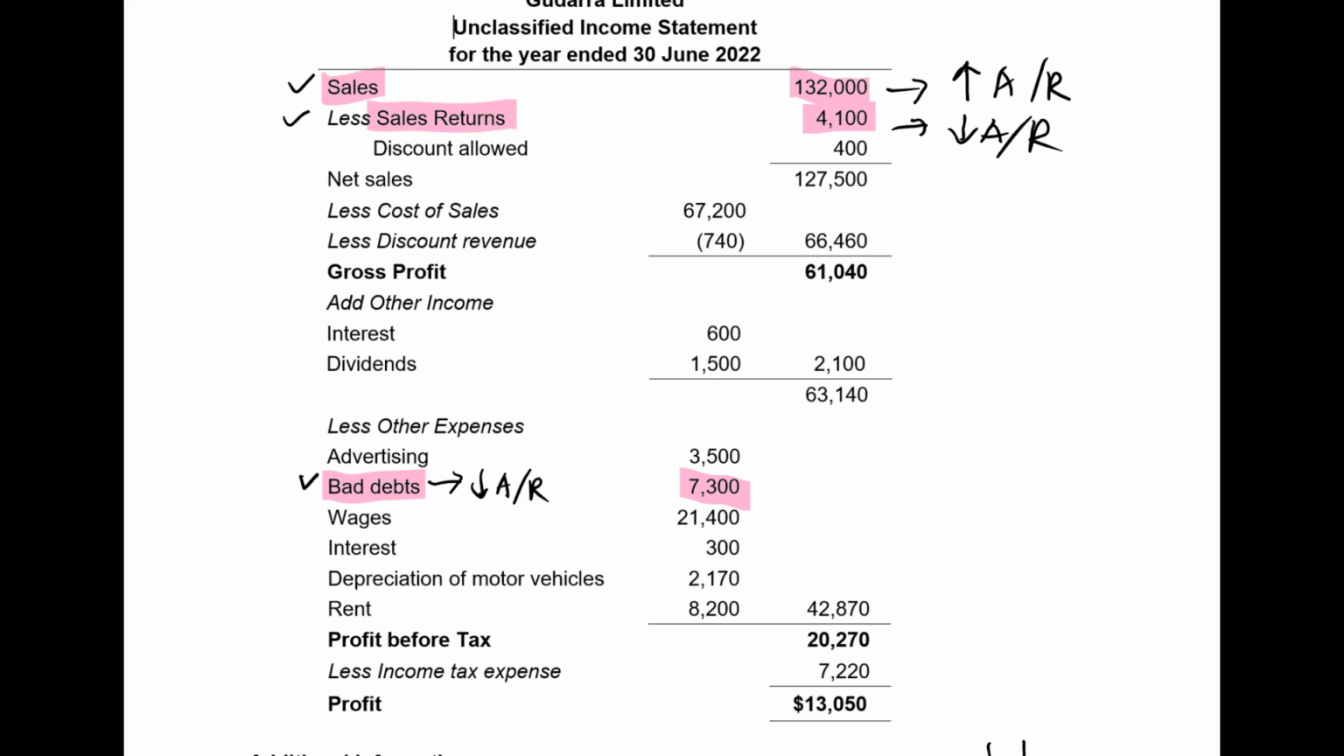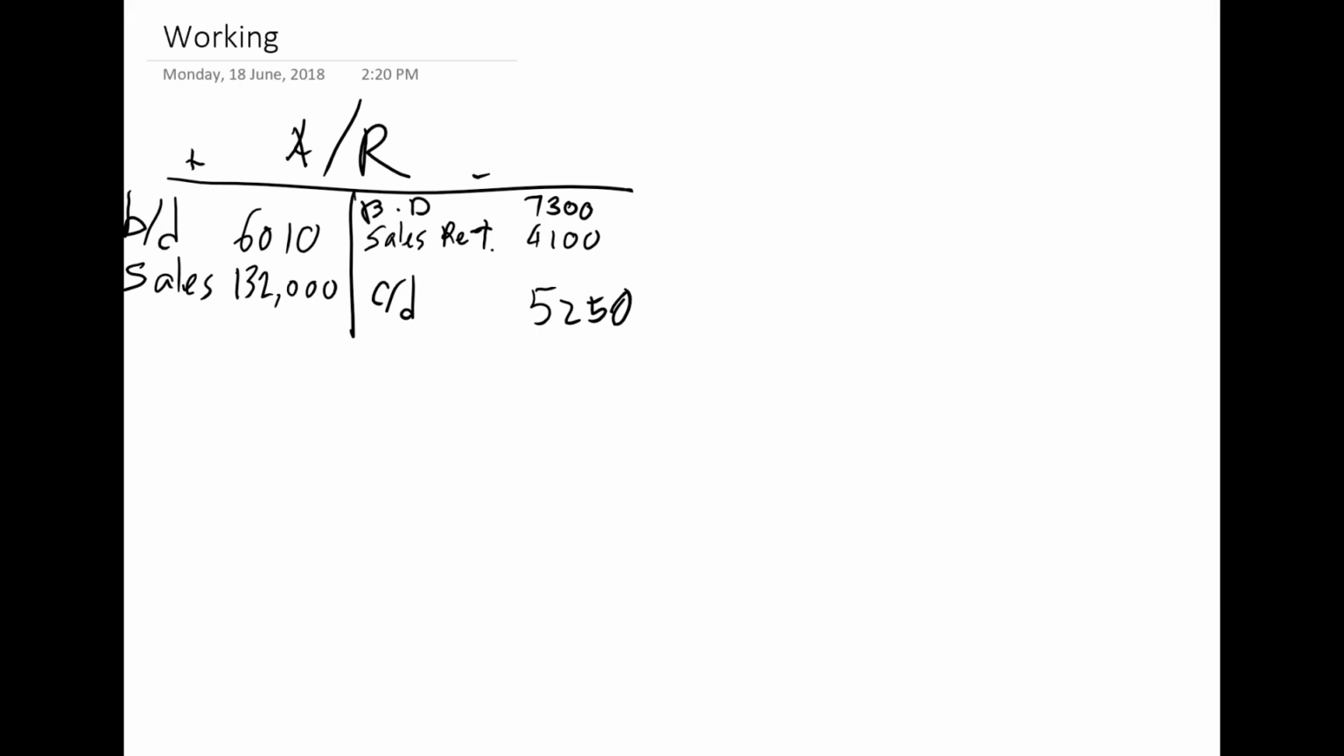Now the next one we have here is discount allowed. When we give discount to our customers, they owe us lesser. Hence, it will reduce your accounts receivable as well. You must know that discount allowed will actually reduce your accounts receivable because when you give discount to your customers, they owe you lesser. So discount allowed will actually reduce your accounts receivable and the figure will be 400.